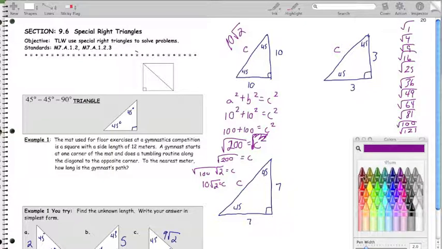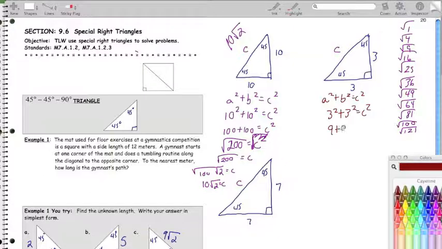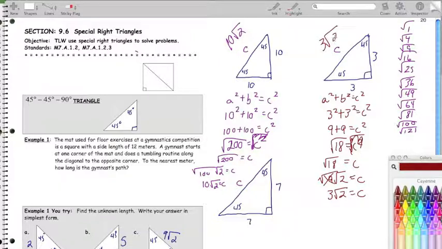All right, now let's go ahead and do the next one. We have 3 and 3 as our legs, so a squared plus b squared equals c squared. We have 3 squared plus 3 squared equals c squared. It's going to be 9 plus 9 equals c squared, 18 equals c squared. Then I take the square root of both sides, get rid of the c squared. Square root of 18 we can break into square root of 9 times the square root of 2. Square root of 9 comes out, that's 3, and we have square root of 2. So my c here is 3 square roots of 2.